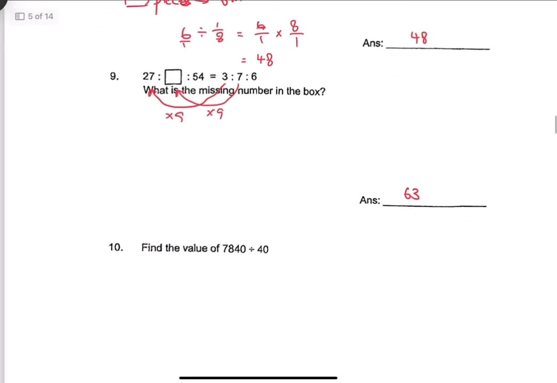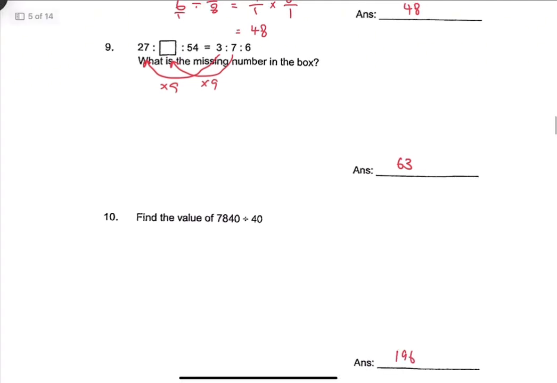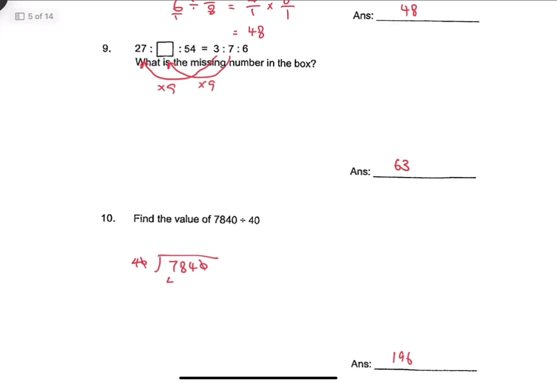Okay, next, find the numerical value of 7,840 divided by 40. This one, without a calculator, hopefully you can do. If you are using a calculator, your answer is 196. As for the working, you will write it this way. I think most of you might have forgotten already, because you use too much calculator. You can actually cancel the 0. So you use a 4, do a quick 1 for this.